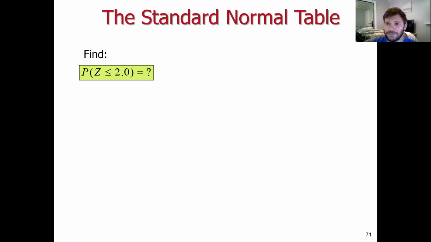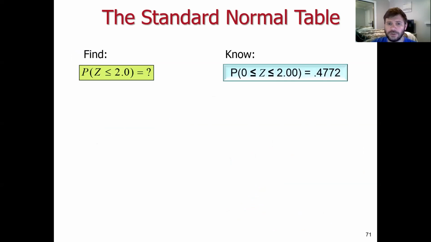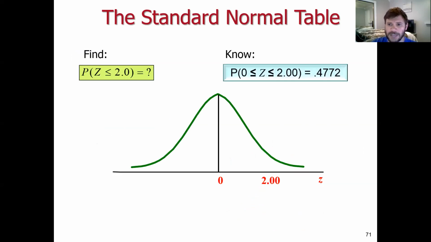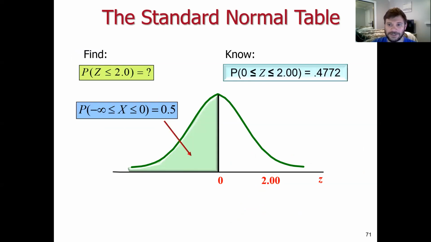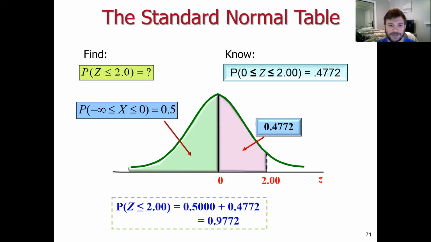So if we were going to do that, we know the area between 0 and 2 is 0.4772 from using the table. But we also know by symmetry of the distribution, the area between 0 and negative infinity makes up half of the probability mass. So that area in green has to be equal to 0.5. And we would just add this to the area in pink that we had calculated using the standard normal table. Okay, and this would give us a result of 0.9772, 97.72%. Of the area underneath that curve is captured in both the green and the pink regions added together.